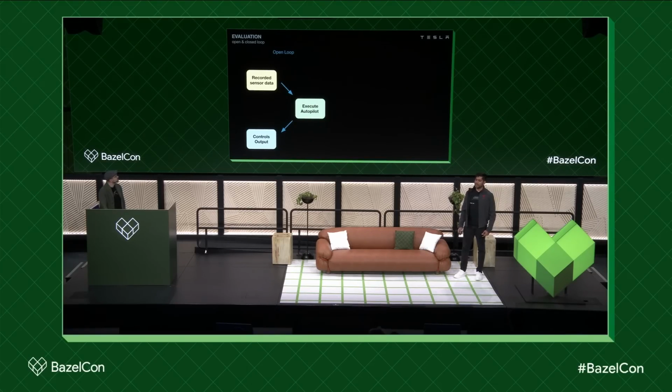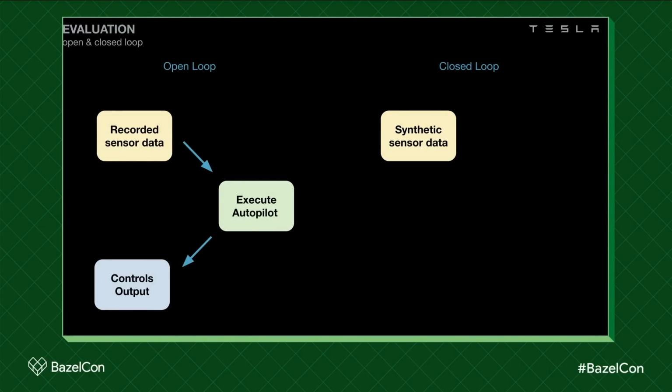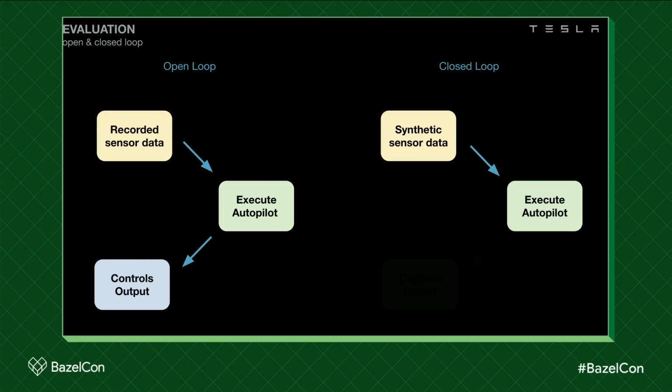The second form of evaluation is called closed loop evaluation. Here, we generate synthetic sensor data via simulation. We feed that into autopilot and record the controls output, same as before. However, because this data is fully synthetic, we can take the controls output and use it to generate new synthetic data in the simulation, closing the loop.